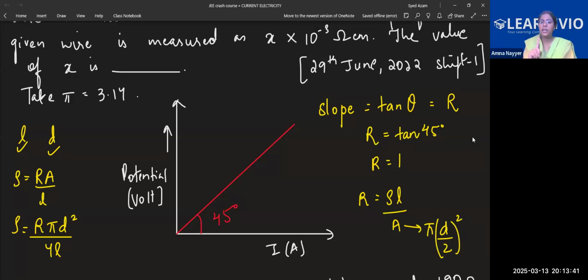This question did not have options. You have to get the value of rho in terms of centimeter only. So don't convert anything, just multiply.